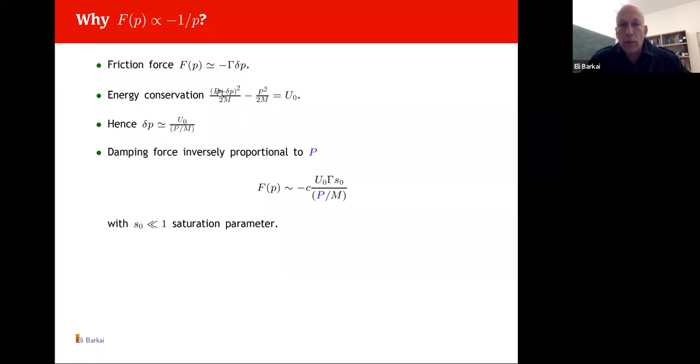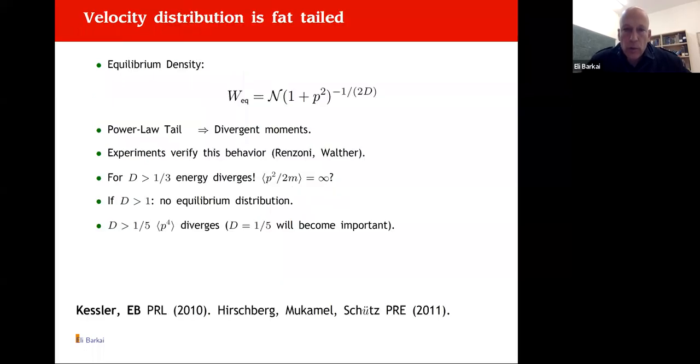Now, if the momentum is very big, then you can linearize this equation, and then delta P is going to be inversely proportional to momentum. And that is the reason why the friction force is inverse in momentum. And again, this will give you these fractional equations. That's my claim. So this was, in very short, the idea of Sisyphus cooling.